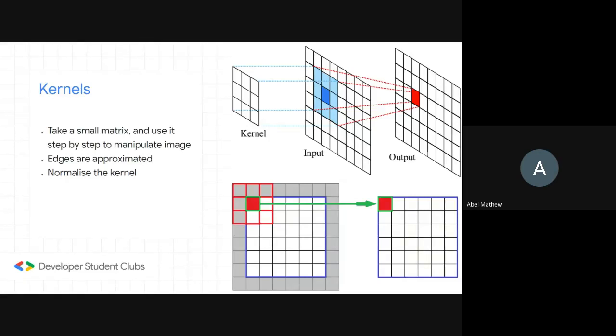So when we are using kernels, the edges are either cut off or what we do is extrapolate the image using mathematics so that we get one more additional pixel for the manipulation. But cropping off is something that is done, or else we use the adjacent pixel multiple ways. Normalizing the kernel is something we'll see in the code.